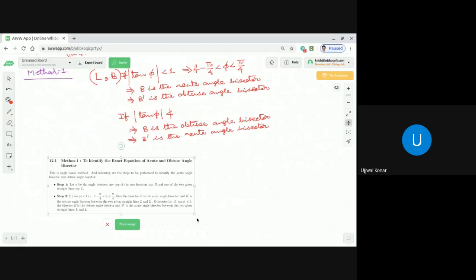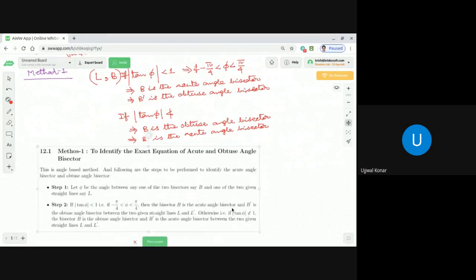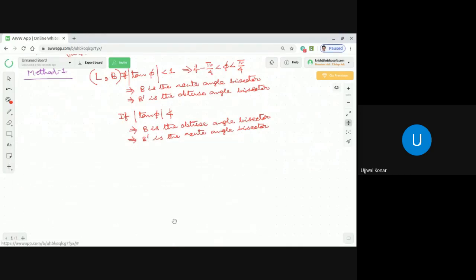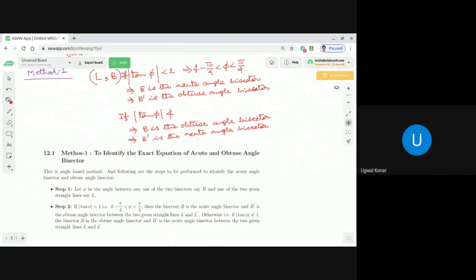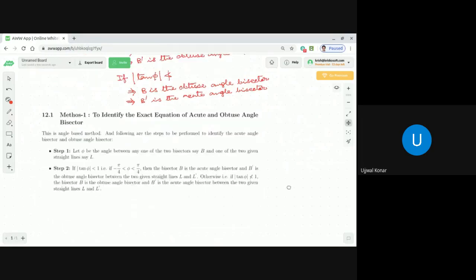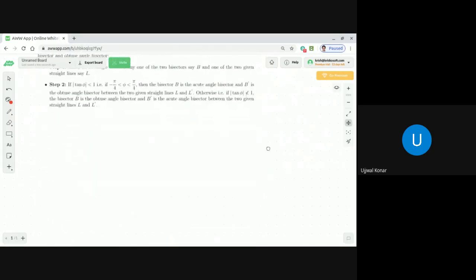This is about method 1, and here are the step-by-step methods, the step-by-step process we need to follow to find which one is the acute angle bisector and which one is the obtuse angle bisector. Now let's proceed to method 2. In method 2, what we'll do, dear students, is something like this. Let me write it down first.